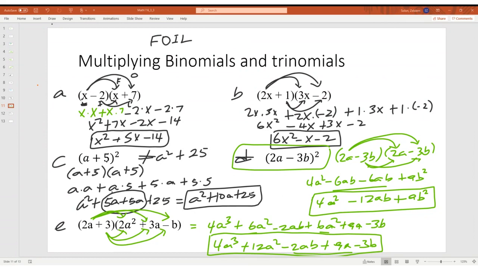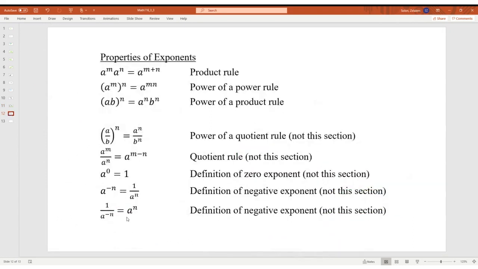Okay, now let's go to the last one. In the next topic, we'll see properties of exponents. I'll quickly go over the properties, and these are the rules we are going to use, okay?